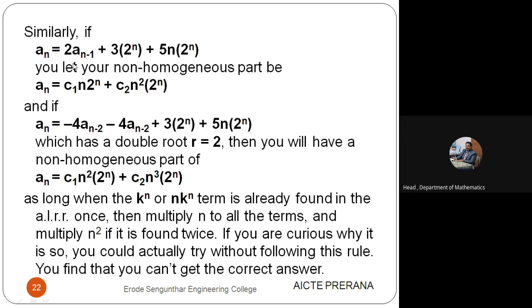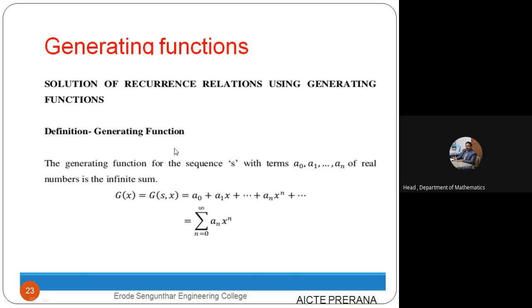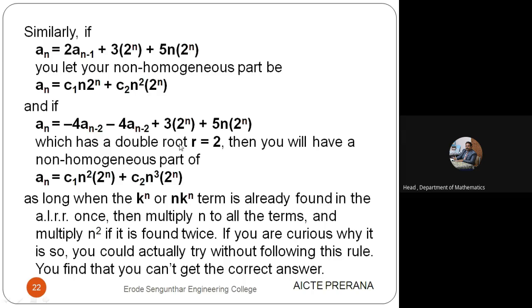That is, the characteristic equation is r minus 2 equal to 0, so r equal to 2. Therefore, we write an equal to C1 into n into 2 power n plus C2 into n square into 2 power n. In this problem, we have r equal to 2, which has a double root.